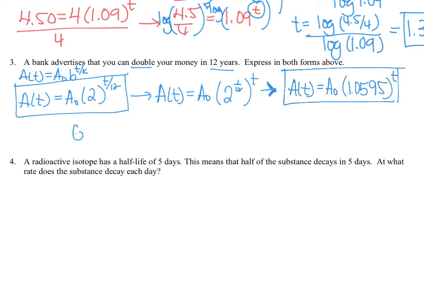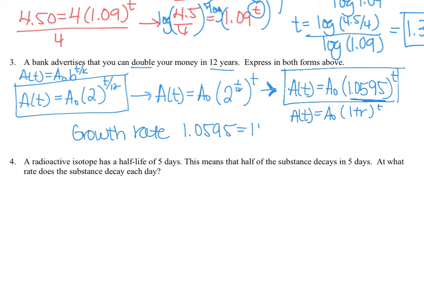If I wanted to find my growth rate, based off of the fact that this is corresponding with A sub 0, 1 plus r to the t, that means that 1.0595 is equal to 1 plus r, so my rate is 0.0595, and as a percentage, it would be 5.95%. So I didn't ask for that piece, but it's just an extra piece of information I can pull out of that form.